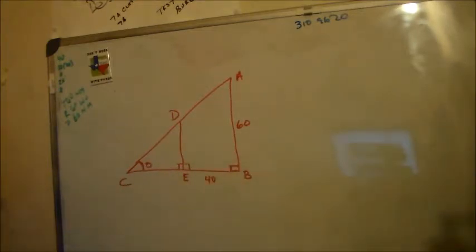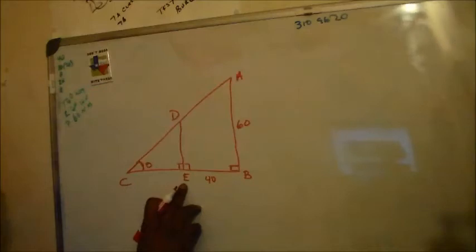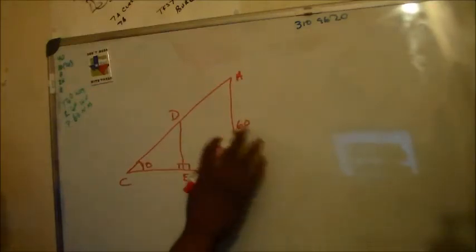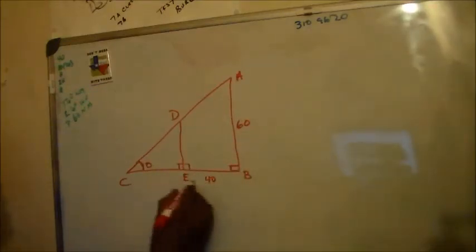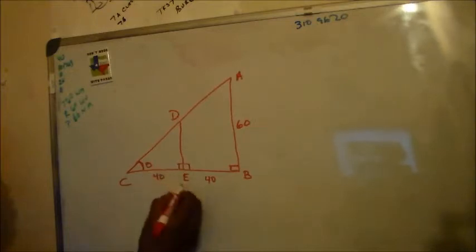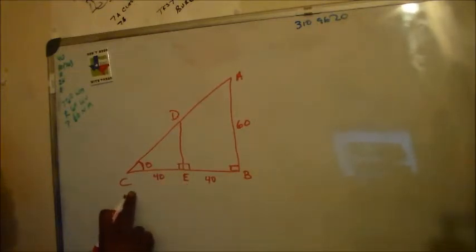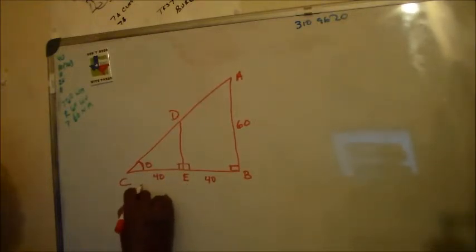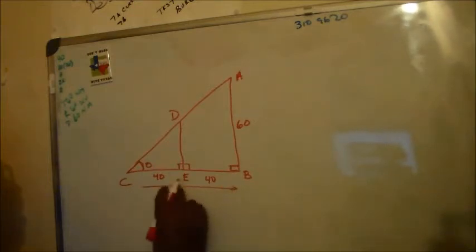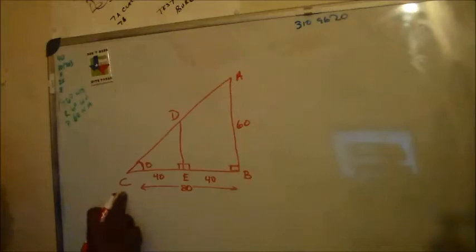We have 90 degrees here. Now, a couple things very important to notice. E is directly in the middle. All this information is given in the question. So we can assume that 40 is here since E is between C and B. So we have a total of 80 units here from C to B or B to C, however you want to label that.